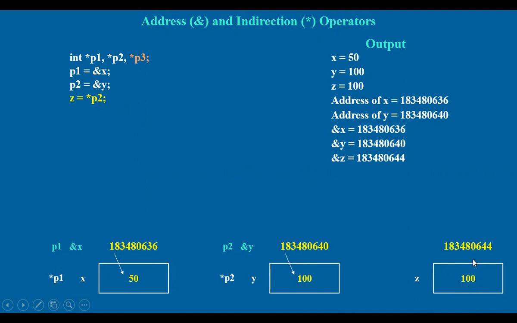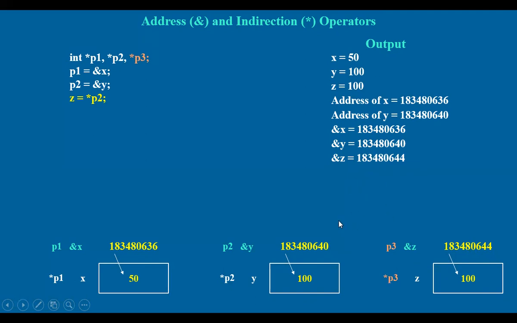Now, suppose we have to define any P3, but if you say ampersand Z, ampersand Z gives the address of this Z. You can see the address here, 644. Clearly, you can see this value 644 as ampersand Z. But we have defined P3, but not assigned any address to this P3. No memory is allocated to this P3. That's why we cannot display P3 here.